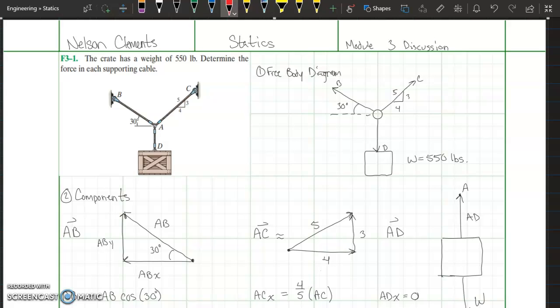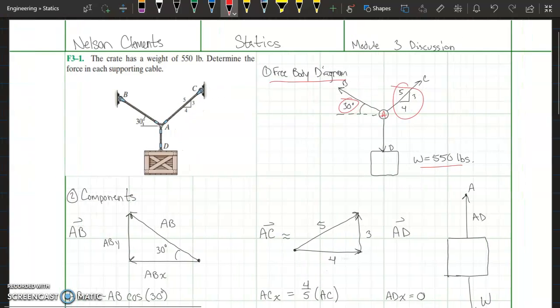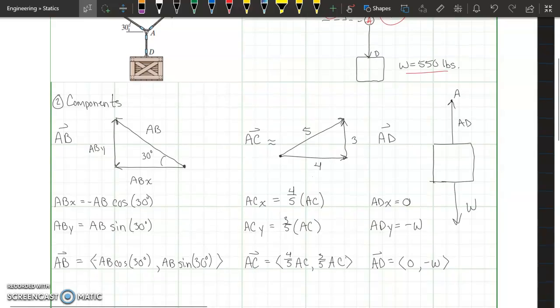So, first thing I did was draw a free body diagram. Here we can see our center point A. From here, we drew each vector out in its respective directions, also including the 3-4-5 triangle and the given 30 degrees. Next, we have our mass hanging down here with the weight 550. Step 2 is to find our components.